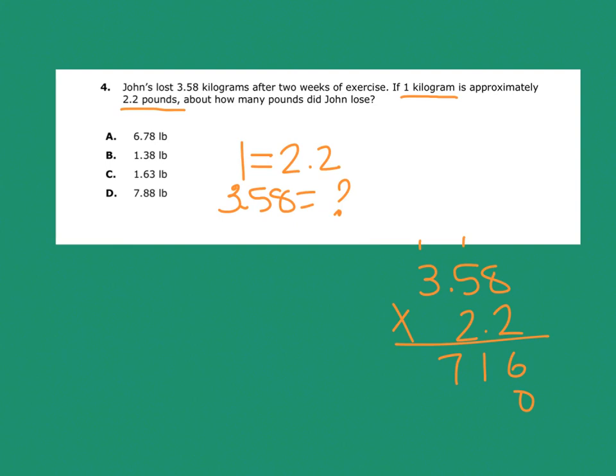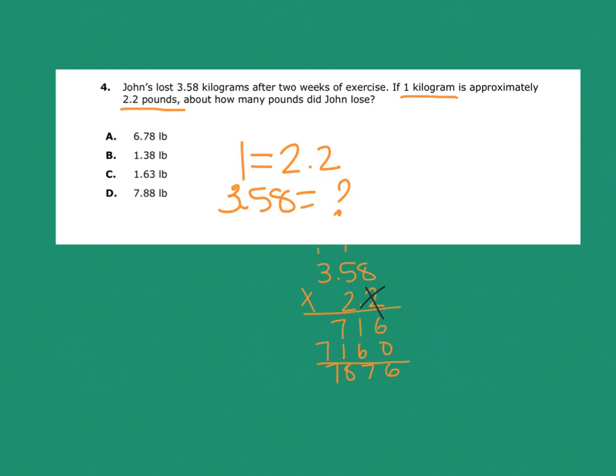And then I'm needing a placeholder 0. And then all my digits will be the same because I'm multiplying with a 2 again. And this time I have 3 digits behind the decimal. I'm going to scoot that over. I've got the 5, the 8, and the 2. 3 digits behind the decimal. So 7.876, which could round up to 7.88 because it says approximately. So that would be D.